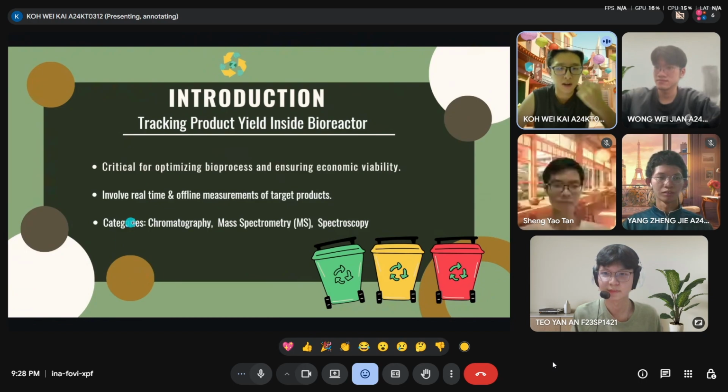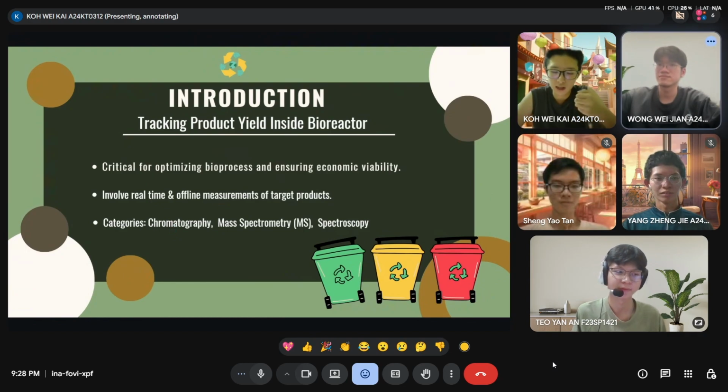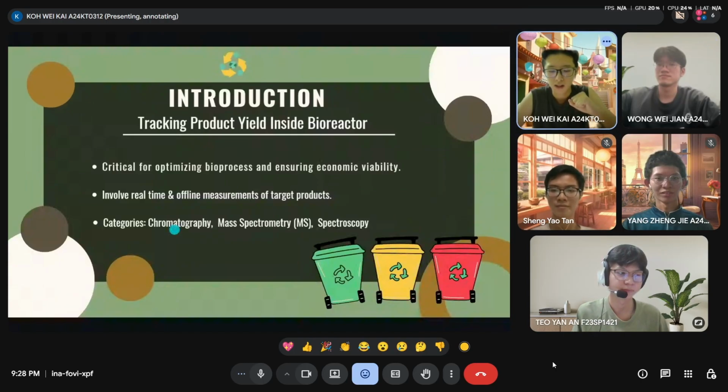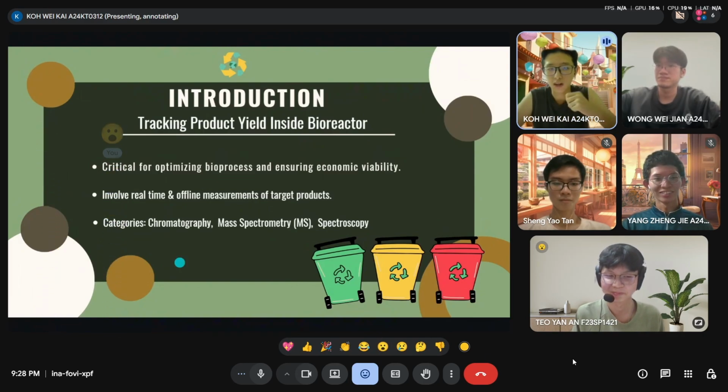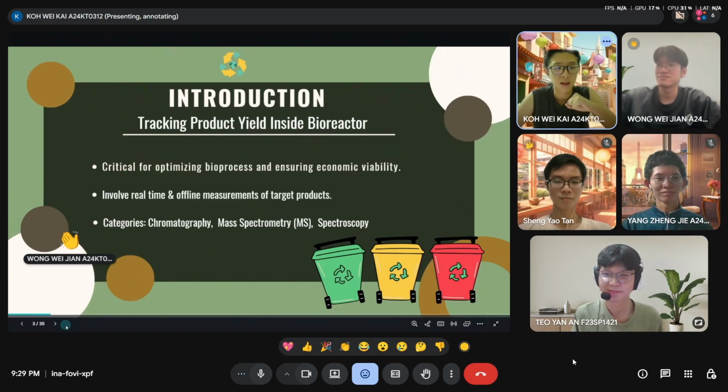Next is the category. First, it consists of chromatography. It separates and identifies the target product from complex cell culture medium. Next is mass spectrometry. It provides highly sensitive and specific identification and quantification. Next is spectroscopy. It allows real-time inline monitoring of product yield.